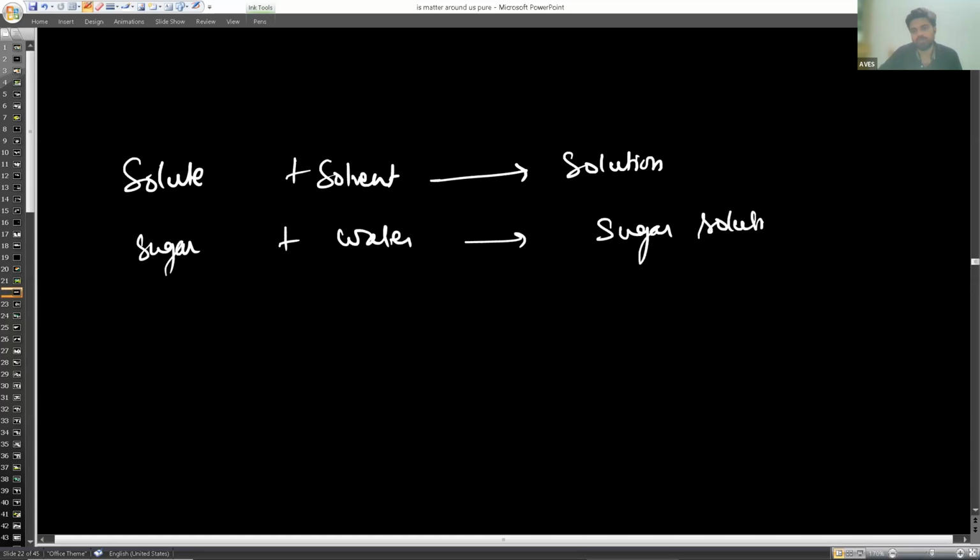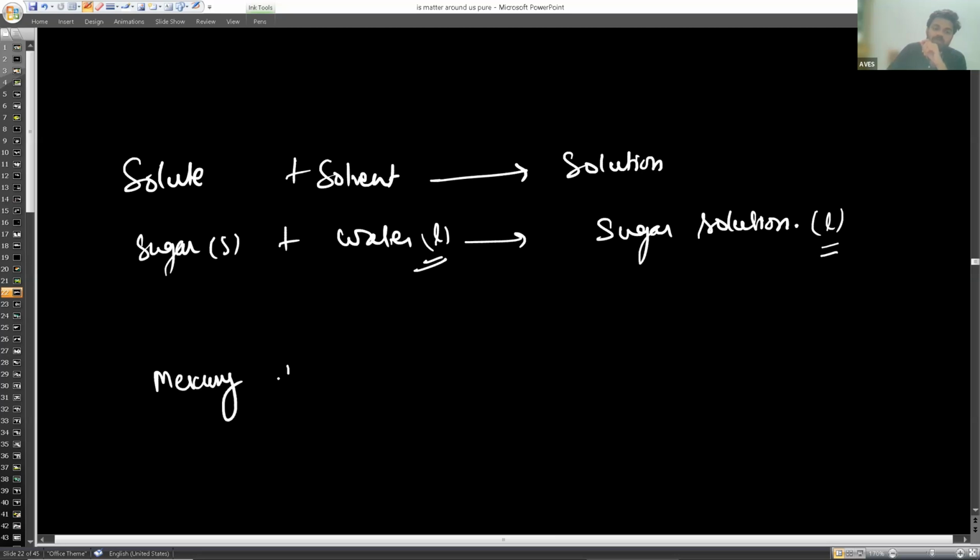Now, tell me, what is the state of sugar crystal? Solid. And what is the state of water? Liquid. And what is the state of sugar solution? Liquid. So the state of a solvent and a solution is always the same. You understand what I'm saying? Got it?